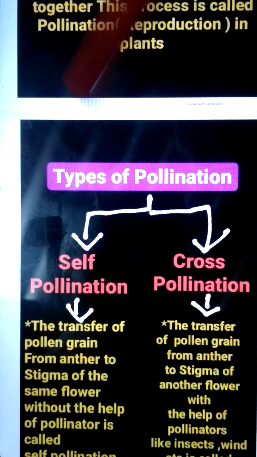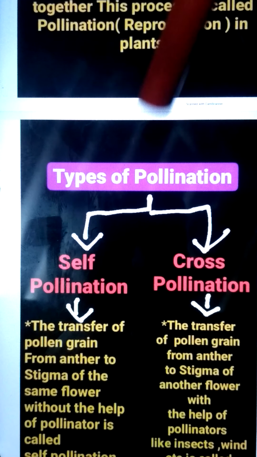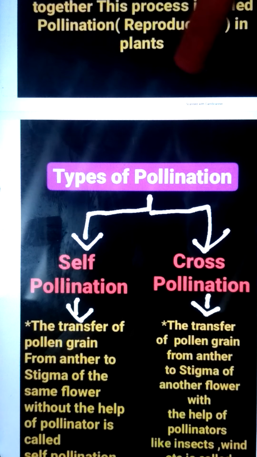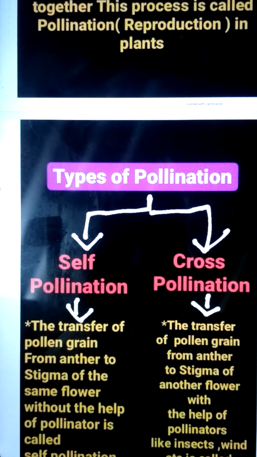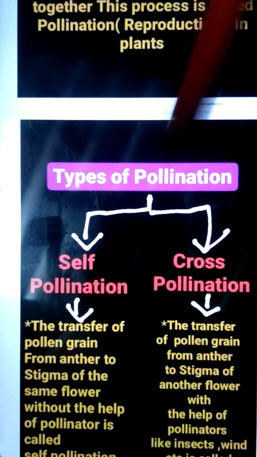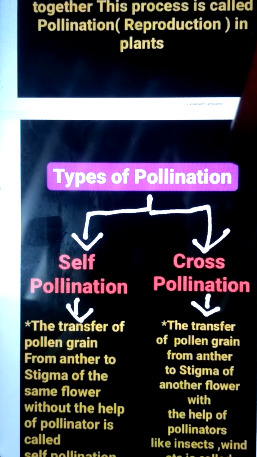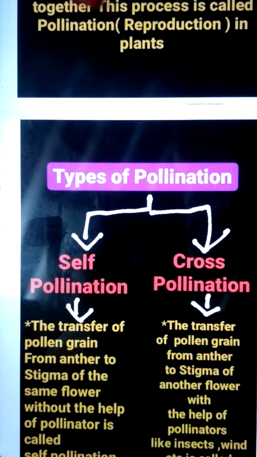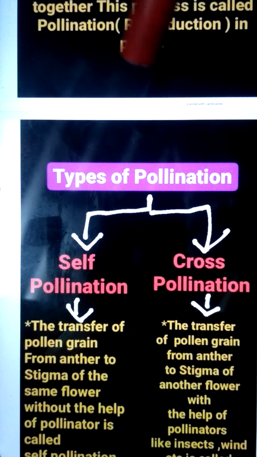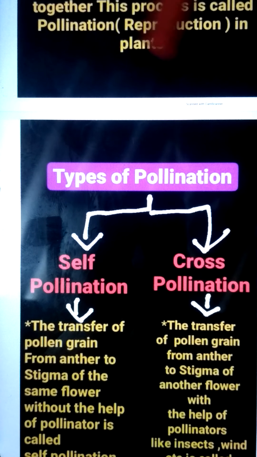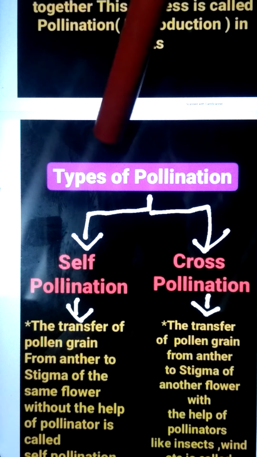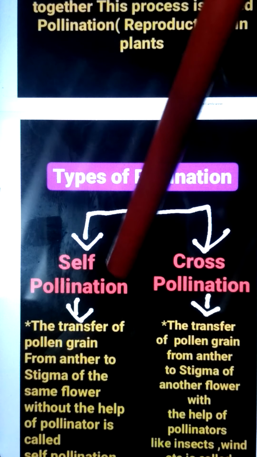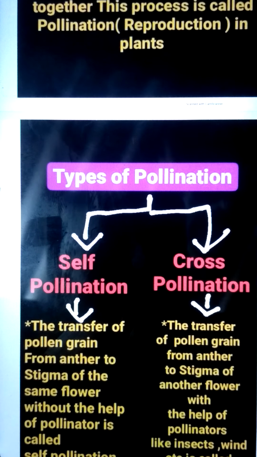Okay, so types of pollination or reproduction, you can say types of pollination, but for plants we generally use the term pollination. Types of, why? Because the pollen grains are getting fertilized by the ovules inside the ovaries. So for types of pollination, there are two types: self pollination and cross pollination.